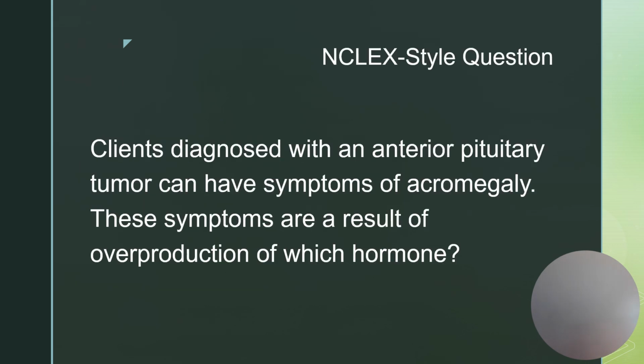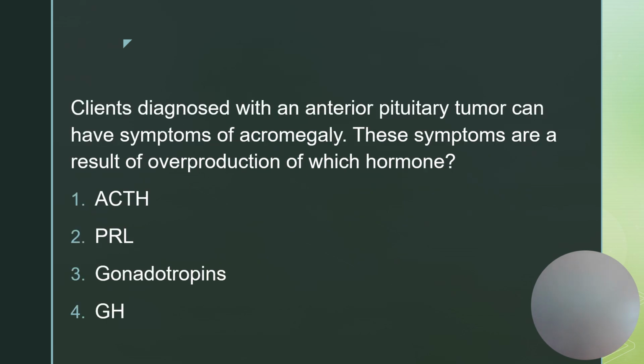Last question. Clients diagnosed with an anterior pituitary tumor can have symptoms of acromegaly. These symptoms are a result of overproduction of which hormone? What is this question asking? Basically, what hormone is related to acromegaly? ACTH, PRL, gonadotropins, or growth hormone? It is number 4, the growth hormone.